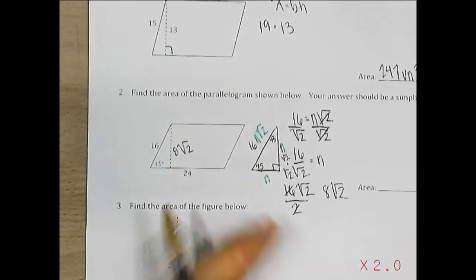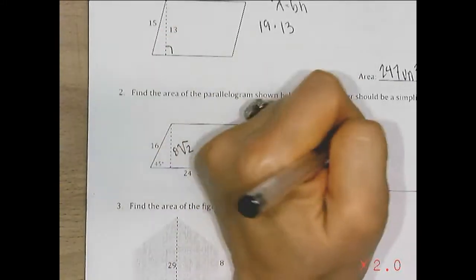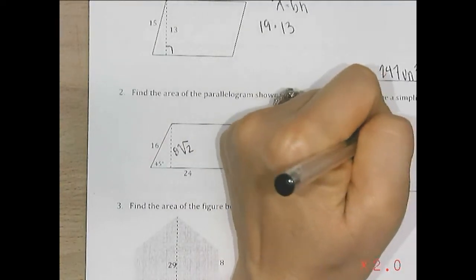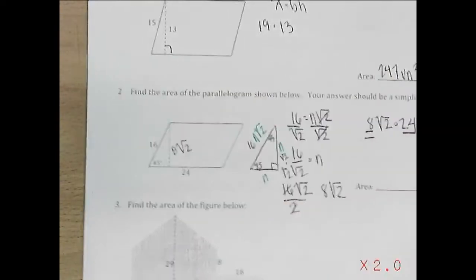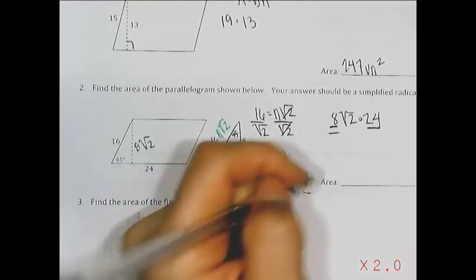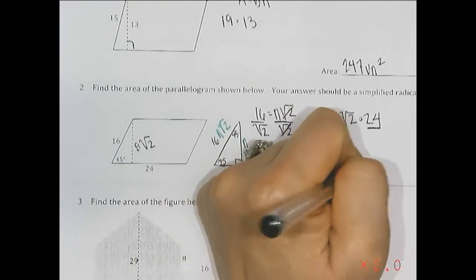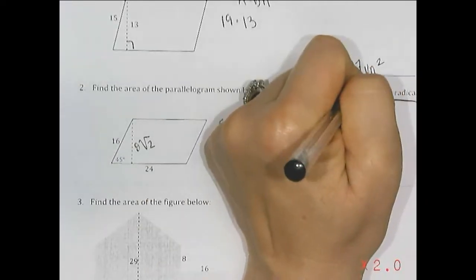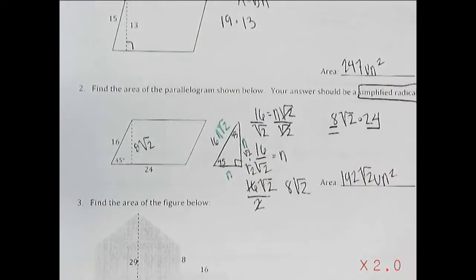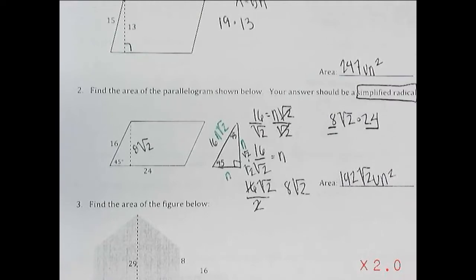And from there, it's just base times height. So 8 rad 2 times 24, and you can only multiply these two numbers. Your radical is protected in there, and your answer would be 192 rad 2 units squared. Remember to read the directions that it says leave as a simplified radical.